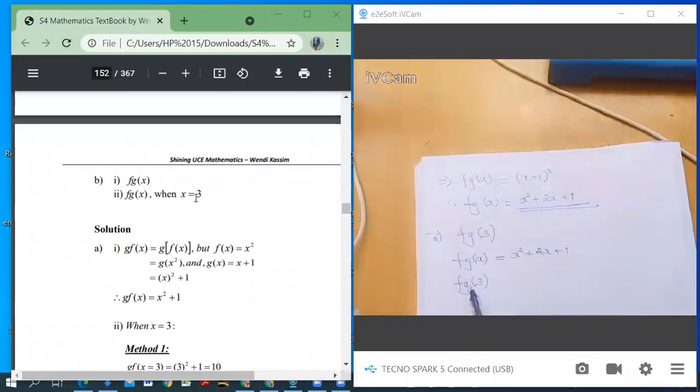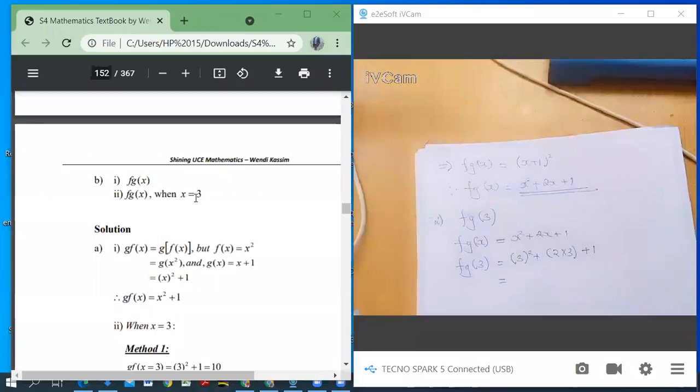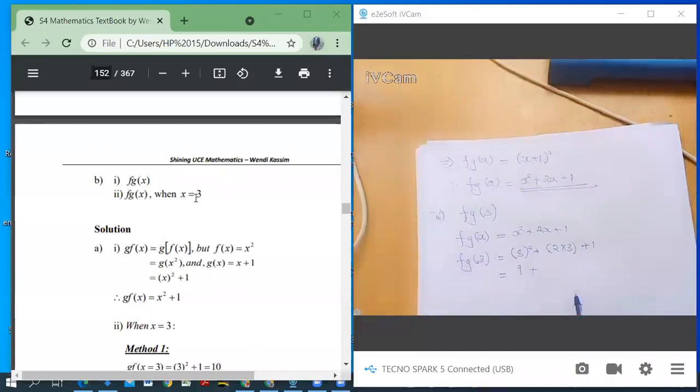So when you substitute that, you shall have 3 squared plus 2 times 3 plus 1. What is 3 squared? 9. We get 9 plus 6 plus 1. 9 plus 6 is 15. 15 plus 1 is 16.